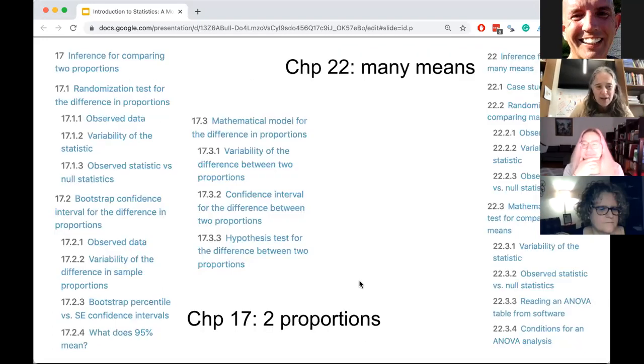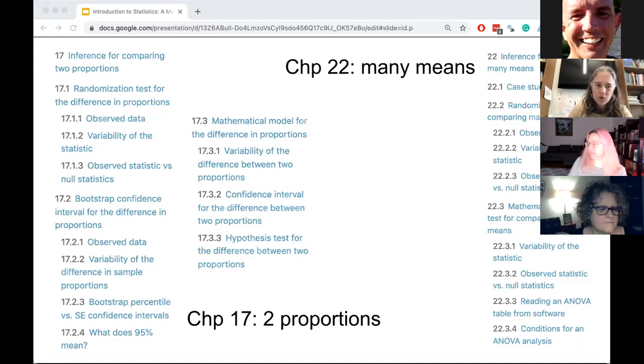And just also to point out that, for example, in the ANOVA situation, we only have that section, 22.2, there is the randomization approach. And I'm sorry that this is pretty small. Hopefully people can see it. 22.2 is the randomization approach. And then 22.3 is the mathematical model.